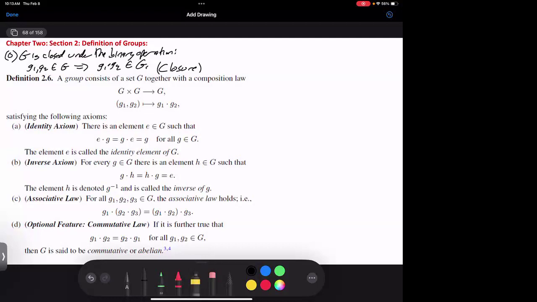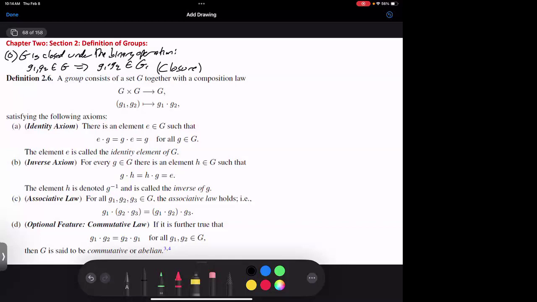And now we get to the key identities. The key axioms. So the first is the identity axiom. There is some element E such that no matter what G you take, E times G is G times E is G. So there's some element that does nothing. Most of the time, it's clear what the identity element is.